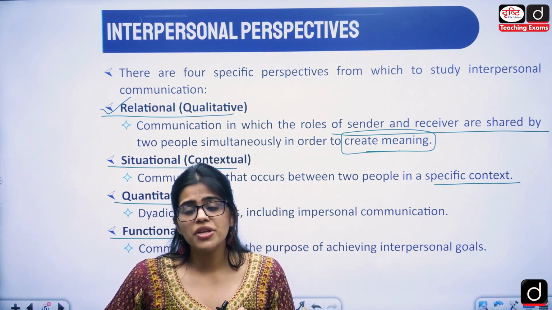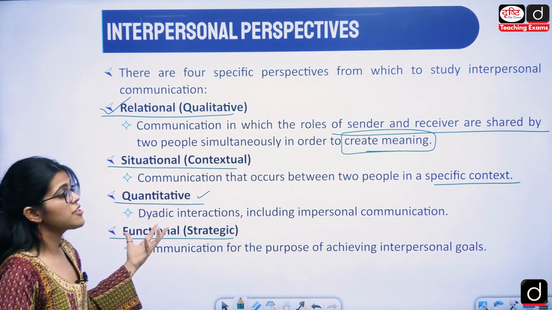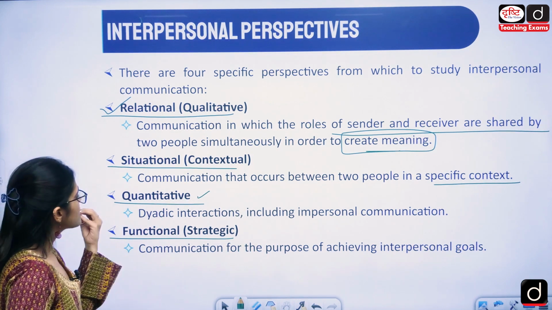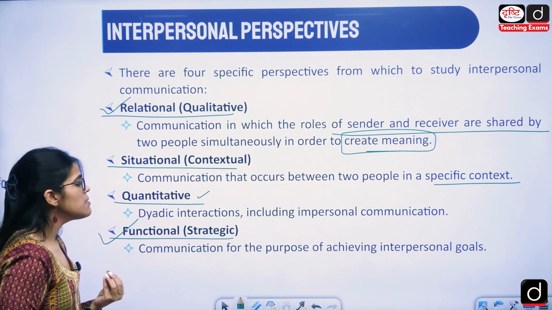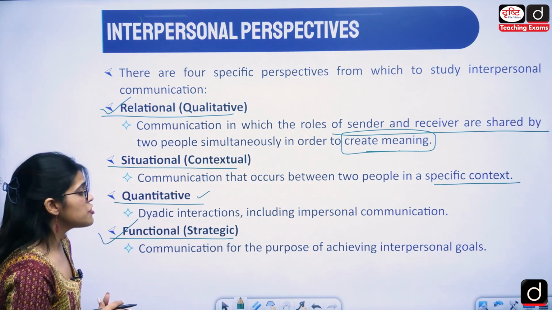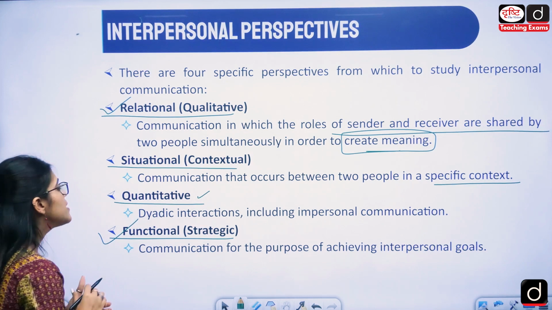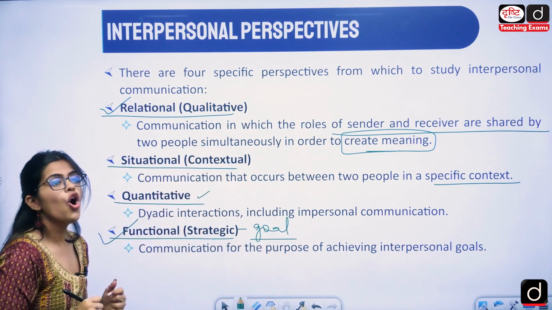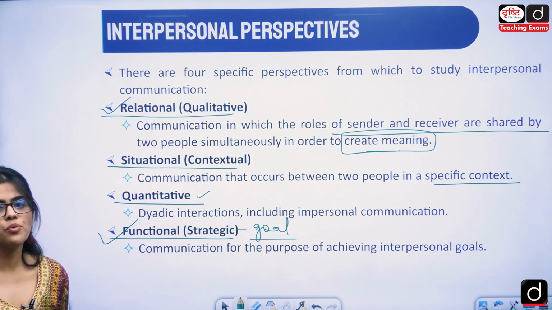These two types of communication are very different than what? Than the didactic interaction that happens between two people in interpersonal communication. So it's the quantitative function that is also there. Then comes the functional perspective and the strategic perspective. So communication for the purpose of achieving interpersonal goals is done here. There is definitely one function, or say a particular goal or objective that is to be met. That is why these two people are talking to one another.